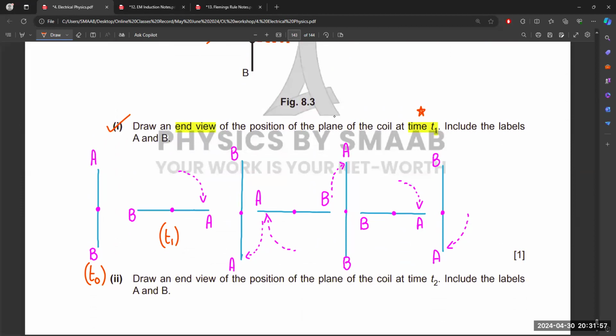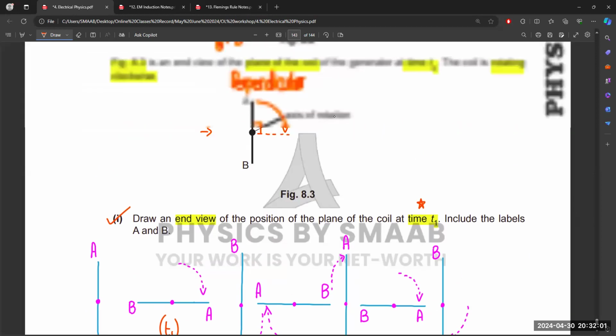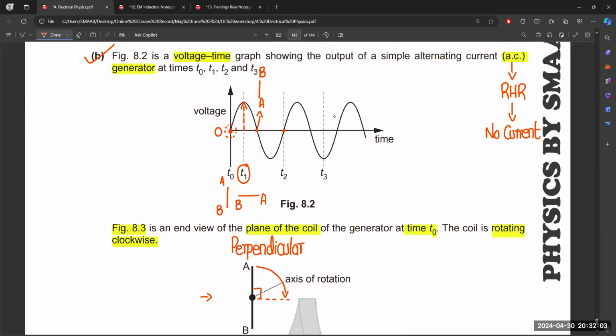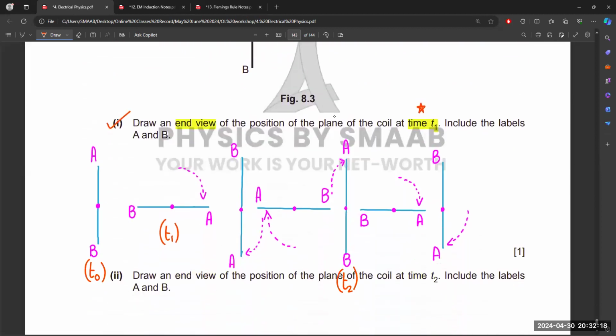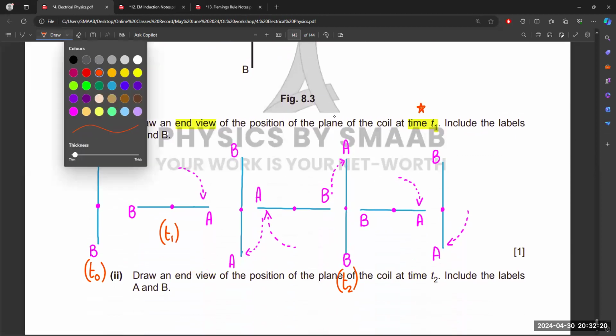After this, we again have perpendicular, horizontal, perpendicular. This is time T2, because you can see this is the same position as the first one. And then we have T3. T3 is horizontal, perpendicular, horizontal. Horizontal, perpendicular, one more horizontal.